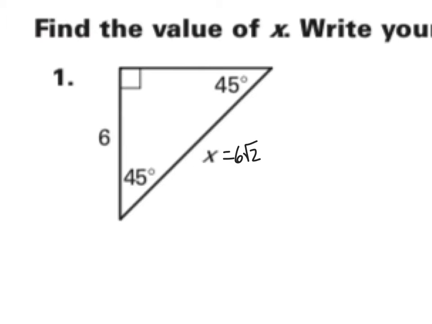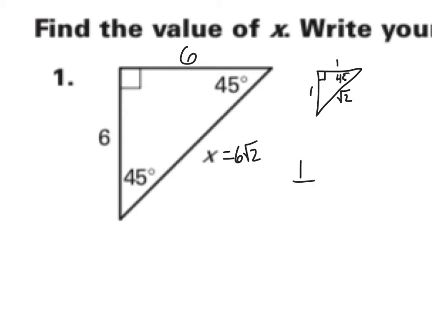So if the leg is 6, then the hypotenuse is 6 square root of 2. That's all there is to it. 6, 6, 6 square root of 2. Why? Because this is a 45, 45, 90, which has a ratio of 1, 1, square root of 2. All right, so that's the shortcut.